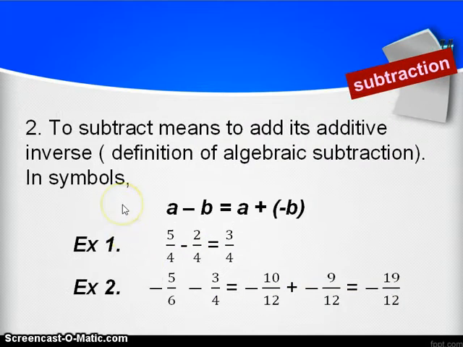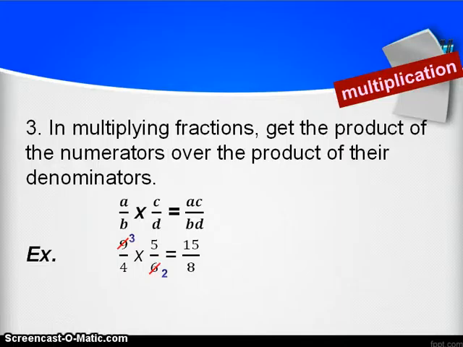Same thing with subtraction. If you have similar fractions, then you can just subtract the numerators, and if you have dissimilar fractions, make them similar first, then subtract the numerators. In multiplying fractions, get the product of the numerators over the product of their denominators. So you just simply multiply numerator by numerator and denominator by denominator.